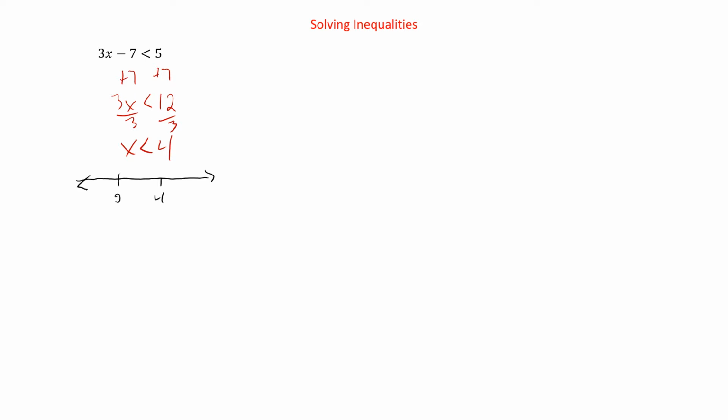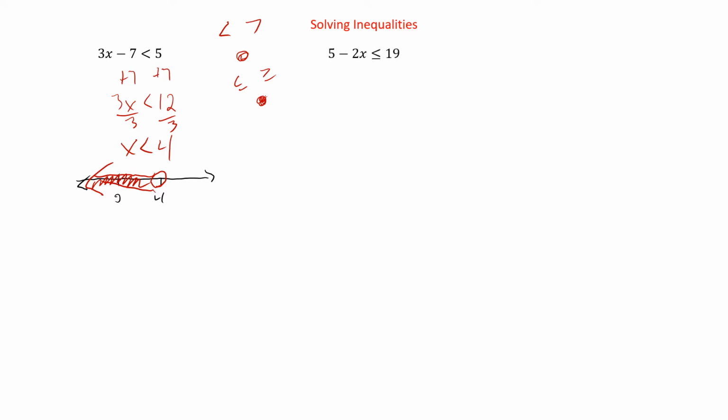The less than and greater thans give us an open dot. When we have a less than or equal to, or greater than or equal to, we get a closed dot. So being that it's less than 4, we're going to have an open dot on 4, and 0 is less than 4, so we go this direction. So we have the solving, and we have the graph.